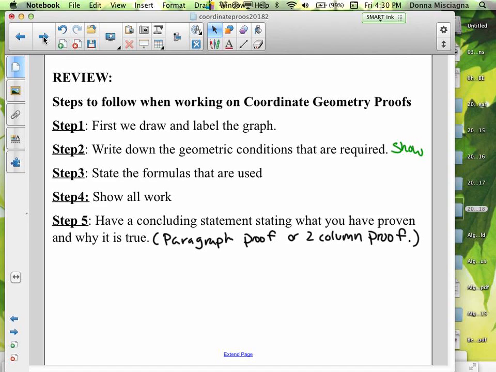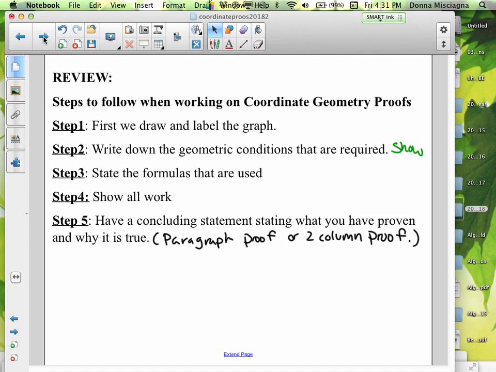So our steps are, first we have to draw and label the graph. We're going to write down the geometric conditions that are required. What is it you want to show? You'll state the formulas that are used. You'll show all your work for the distance formula or the slope formula or the midpoint formula, whatever formula you're using. And then you'll have a concluding statement that what you've proven and why it's true. And that's going to be your paragraph proof.